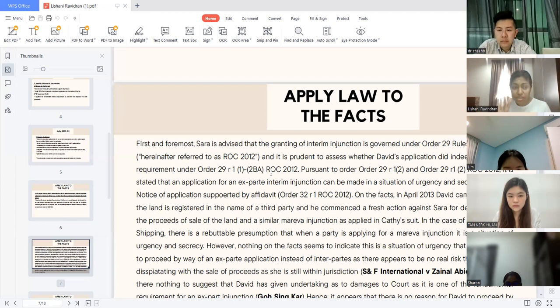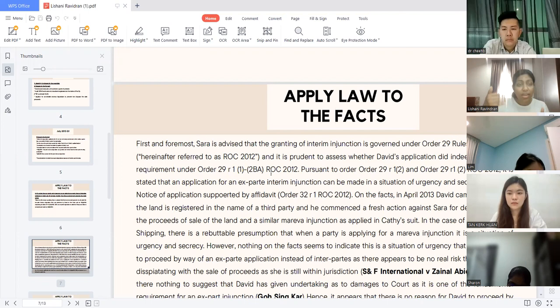Normally, it's until the main suit is heard, we will give you the inter partes. Why? Because we want to maintain status quo. We don't want anything to change before the trial is heard. So that is the reason why normally your inter partes injunction will be given up to your trial or your further order. Because they want to see what's the story in the main suit, whether the injunction you need or you don't need.